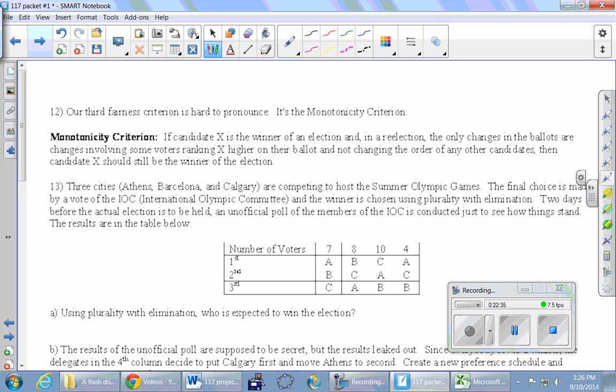Okay, moving on to number 12. Now let's just give you guys a quick summary of what's happening here. The first 2 classes, we talked about 4 vote counting methods: plurality, Borda, plurality with elimination, pairwise comparisons. Each of those 4 methods finds a winner of an election. That's what we accomplished in the first 2 classes. Today, we're going to talk about 4 fairness criteria. We have seen the first 2, the majority criterion and the Condorcet criterion. And there are 2 more, and we're going to see them in just a minute.